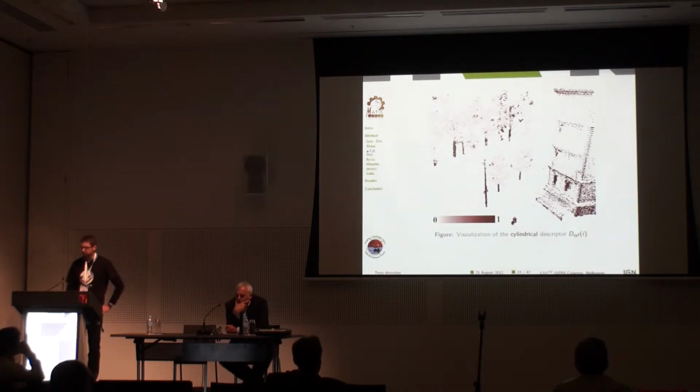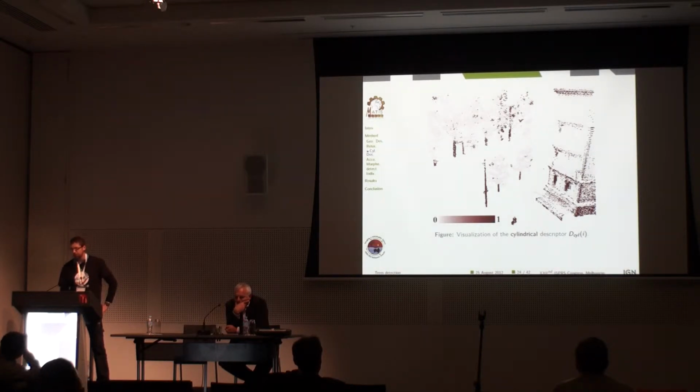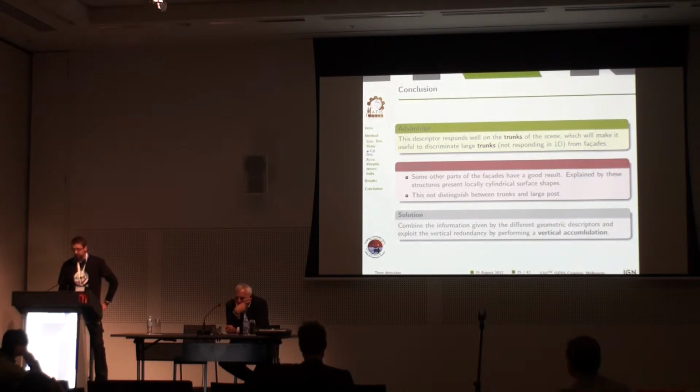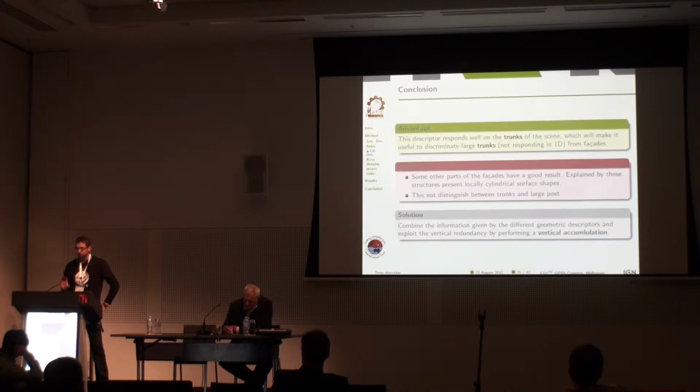So this is a visualization of the cylindrical descriptors. You see it responds well on trunks and on large posts, but it also responds a little bit on facades that can present some cylindric structures. The advantage of this descriptor is that it's going to be able to discriminate large trunks from facades, because large trunks would respond highly in the planar descriptor. So this cylindricity descriptor is going to be able to distinguish between trunks and facades. But the drawback is that some parts of the facades also have a good response in the cylindrical descriptor. And so it will also not distinguish between trunks and large posts.